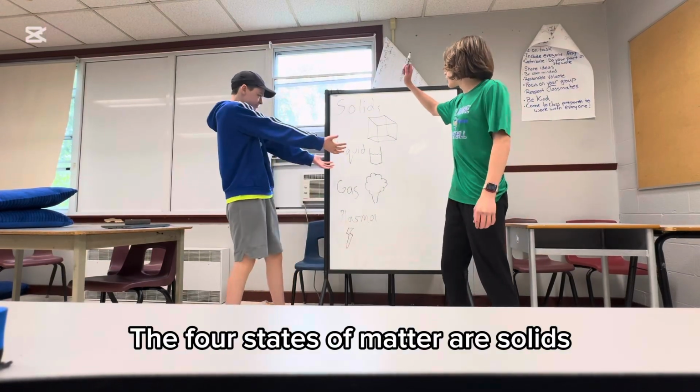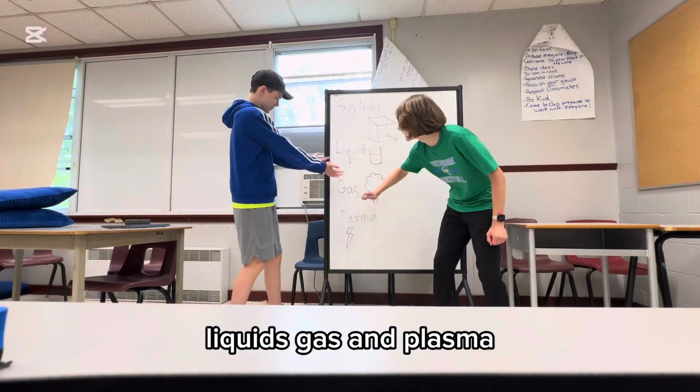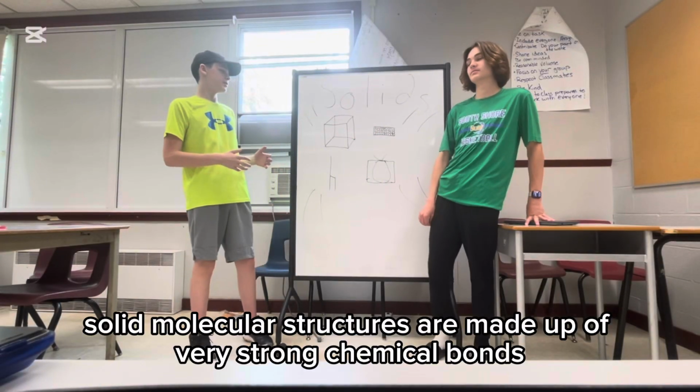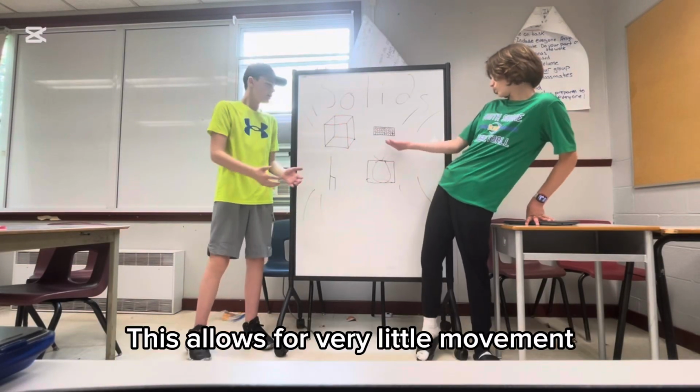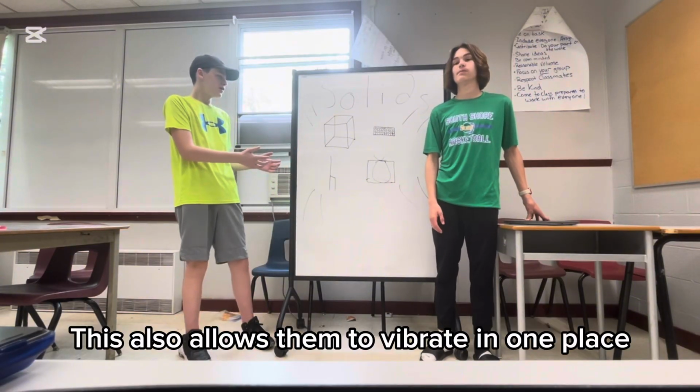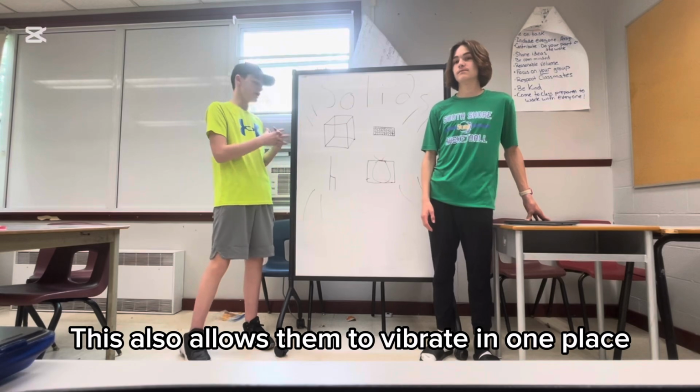The 4 states of matter are solids, liquids, gas, and plasma. Solids. Solid molecular structures are made up of very strong chemical bonds. This allows for very little movement and giving them a definite shape and volume. This also allows them to vibrate in one place.